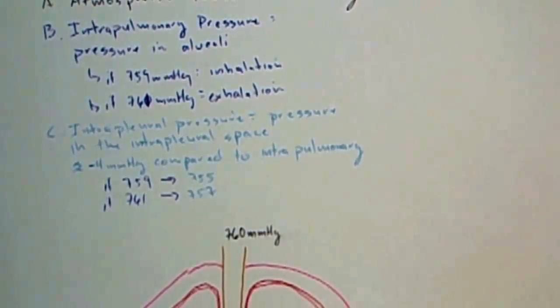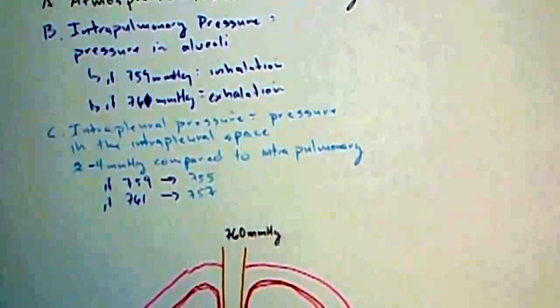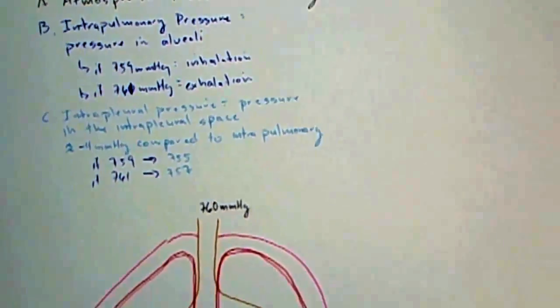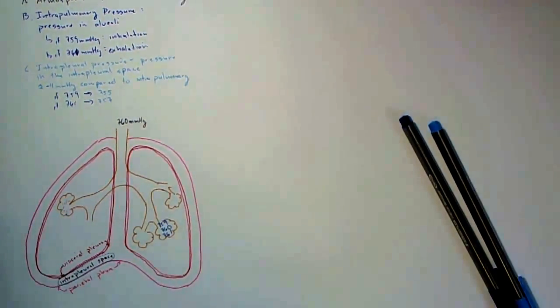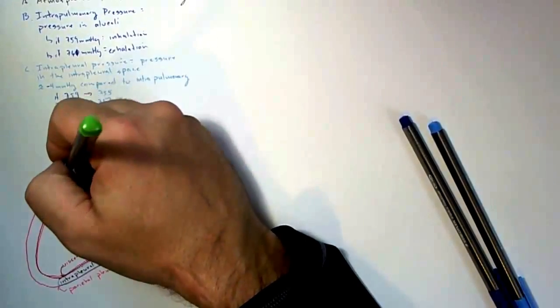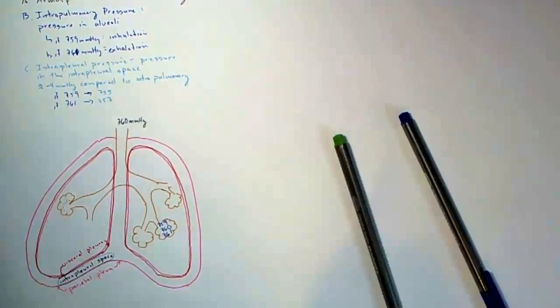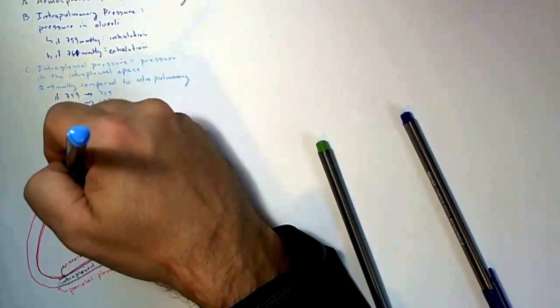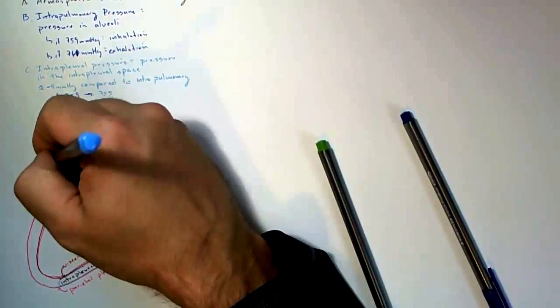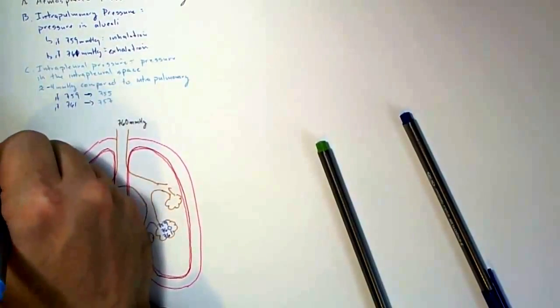And that actually creates a suction that helps keep the lungs open. I suppose we can mention real quick why that suction is necessary. So the intrapleural pressure helps keep the lung inflated.